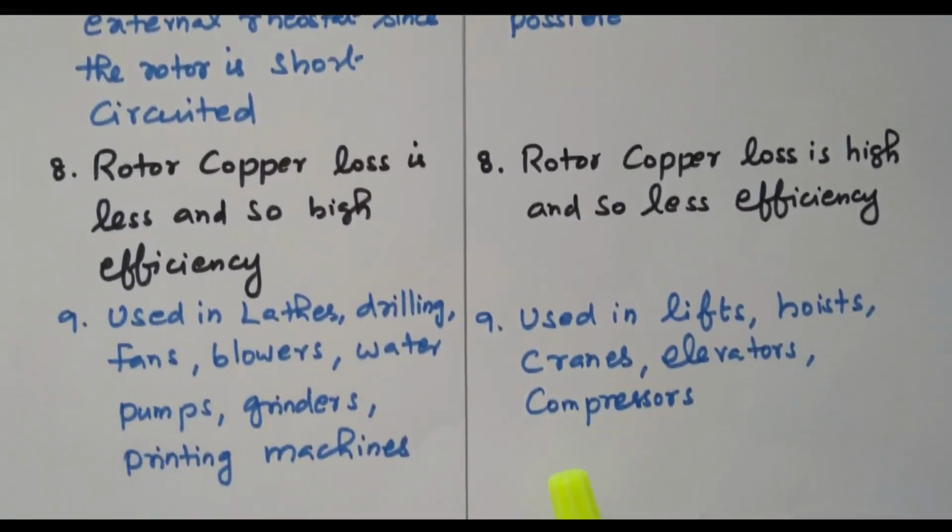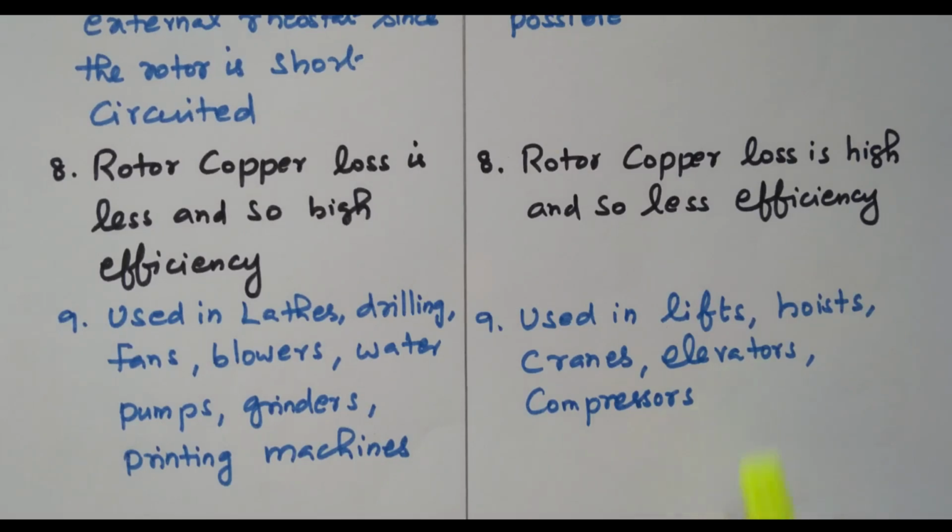The squirrel cage rotor is mainly used in lathes, drilling machines, fans, blowers, water pumps, grinders and printing machines, where moderate torque is required. The slip ring rotor has high starting torque, so it is used in lifts and hoists, cranes, elevators and compressors. These are all started under loaded condition, so we definitely need high starting torque. Lift means the passengers are already there. Lift and hoist mean the load is already present. So for that case we use the slip ring or phase wound rotor having the high starting torque.